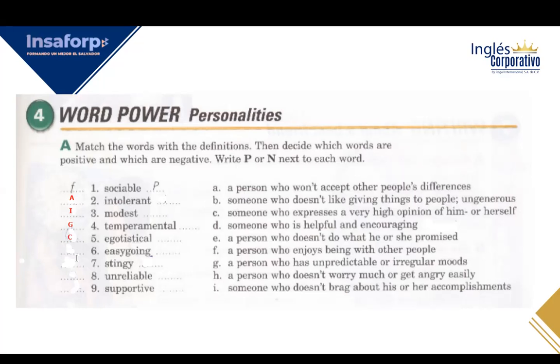What about easygoing? Letter F, a person who enjoys being with other people. Letter F. All right, yeah. So then you go on to the next one. Stingy. What's stingy? Tacaño. Yeah, you understand that, right? So very good. That's correct. What letter? Letter B, ungenerous. Correct. All right.